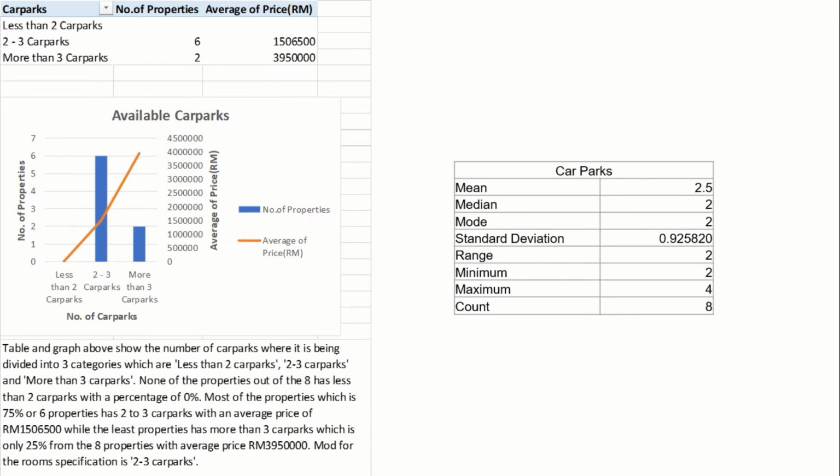This table and graph shows the number of car parks, where it is divided into 3 categories, which are less than 2 car parks, 2 to 3 car parks, and more than 3 car parks. None of the 8 properties has less than 2 car parks, with a percentage of 0%. Most of the properties, which is 75% or 6 properties, have 2 to 3 car parks with an average price of 1,506,500 ringgit, while the least properties have more than 3 car parks, which is only 25% of the 8 properties, with an average price of 3,950,000 ringgit, and the mode for the car park is 2 to 3 car parks.